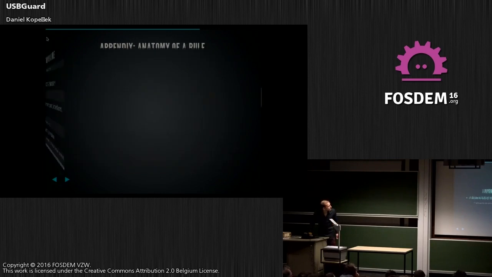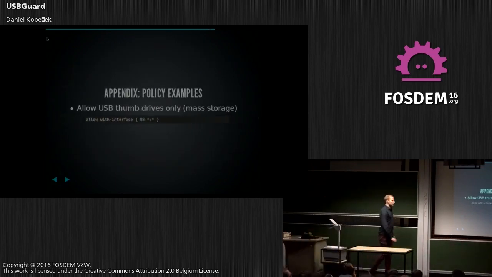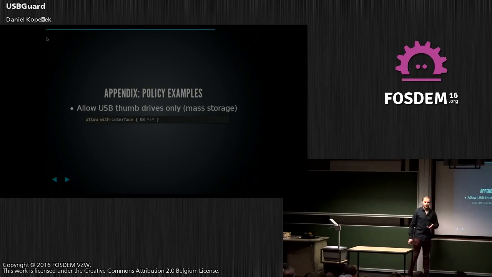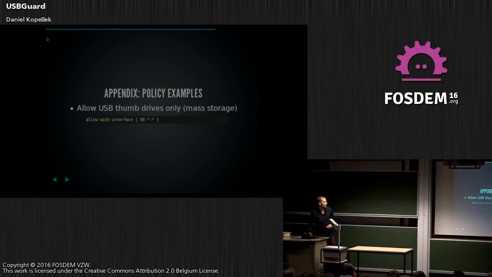I think I have some time, so I will show you some example policies. I didn't want to show them before because it looks scary to have a bunch of lines in a strange language. But actually, it's quite easy. If you are just a regular notebook user, and all you want to use is USB thumb drives, then you can write this one line in the policy, and it will allow only thumb drives and nothing else. So if somebody inserts a thumb drive with a keyboard inside, it won't be allowed, because the system sees that there are two interfaces on the device, and this rule allows only one interface.